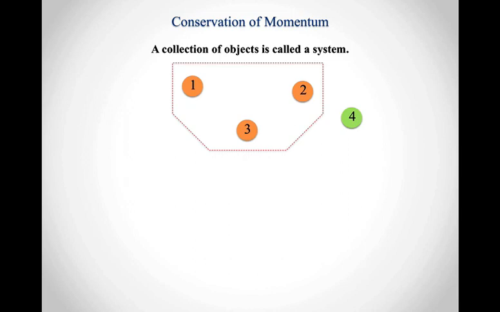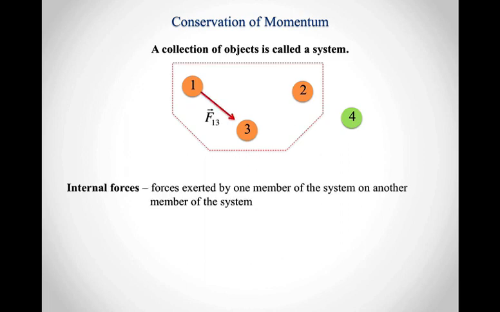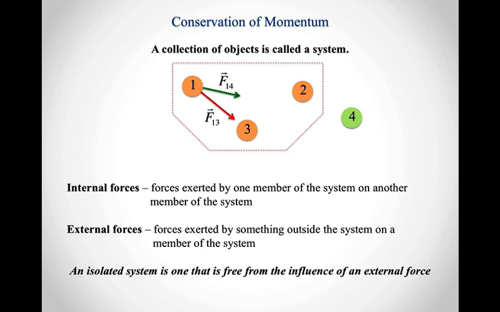The reason this matters is because there are now 2 different types of forces that I can think about. The first of these are internal forces. Those are forces that one member of the system exerts on another. So let's say that particle 3 happens to pull particle 1 towards itself. That's an internal force. If, on the other hand, particle 4, which is not in the system, also pulls on particle 1, that's an external force. So external forces are forces exerted by something outside the system on a member of the system.